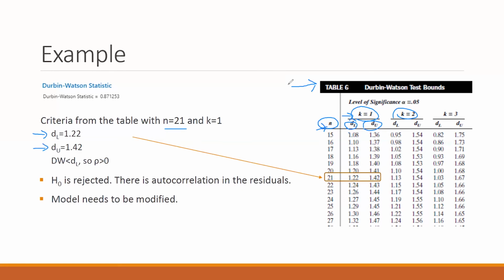Now, since the criteria says if the test statistic is lower than the lower bound, we're going to say there's serial correlation, which is our case here because DW is 0.87, which is definitely less than 1.22. So we conclude that there is autocorrelation in the residuals, and we need to modify the model to make it valid and useful for prediction.